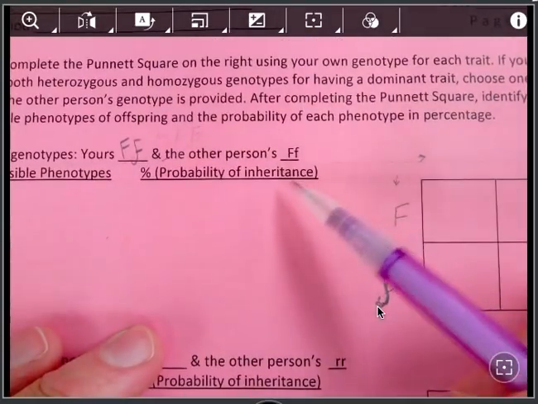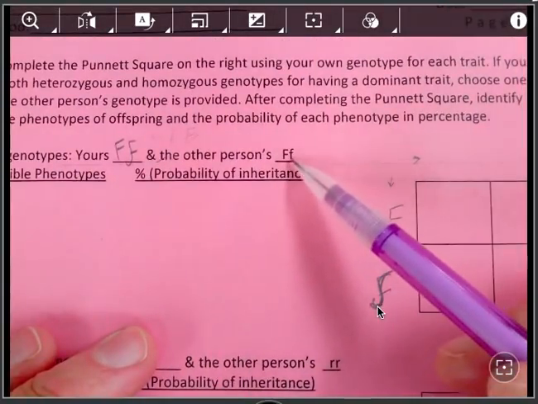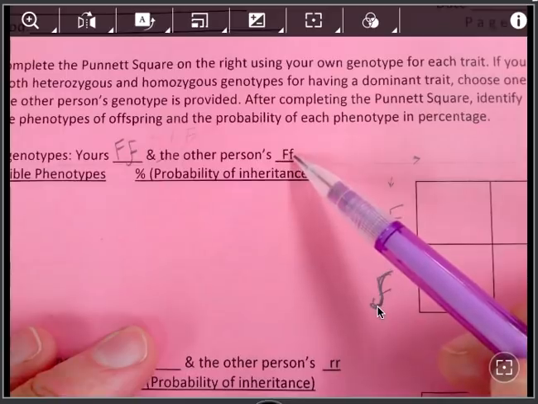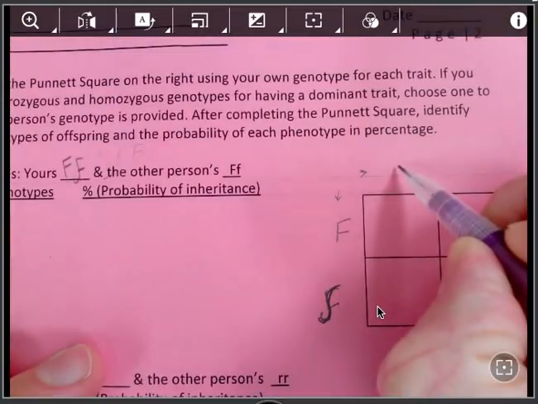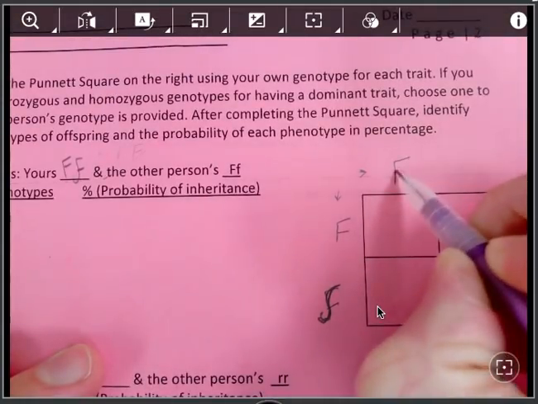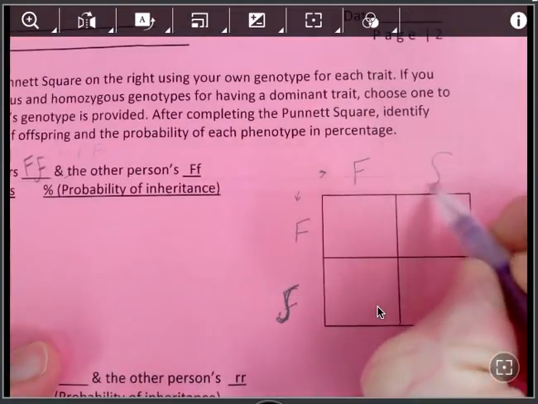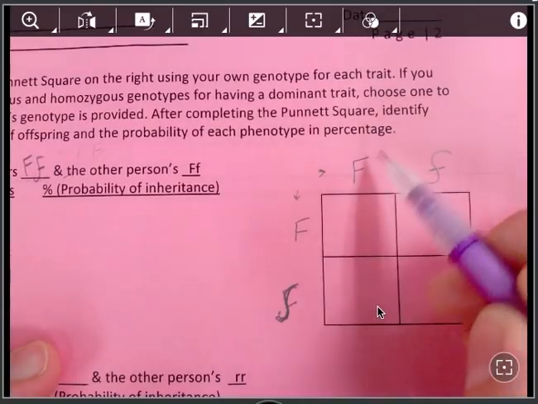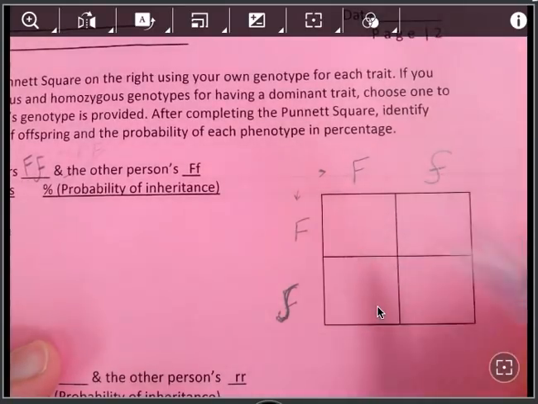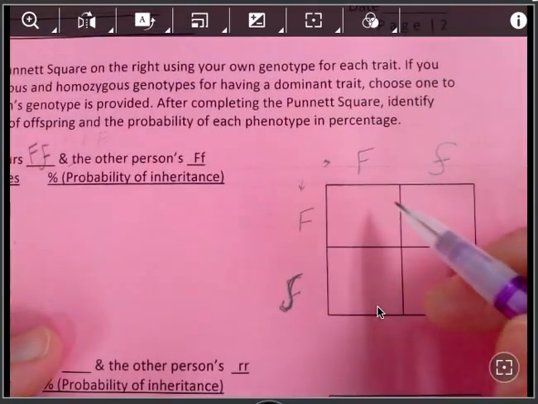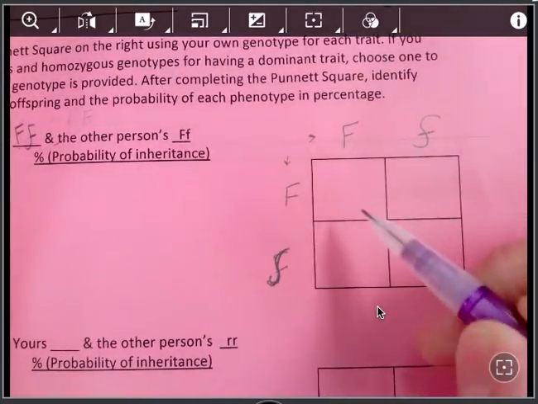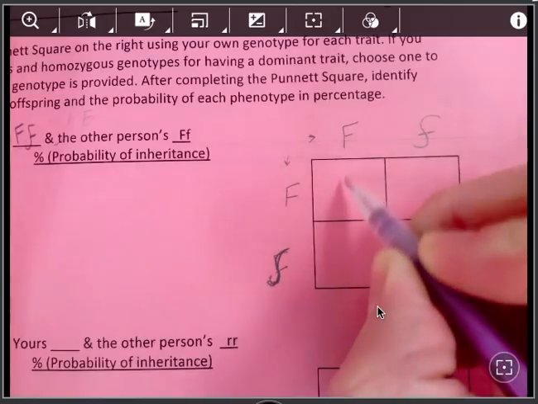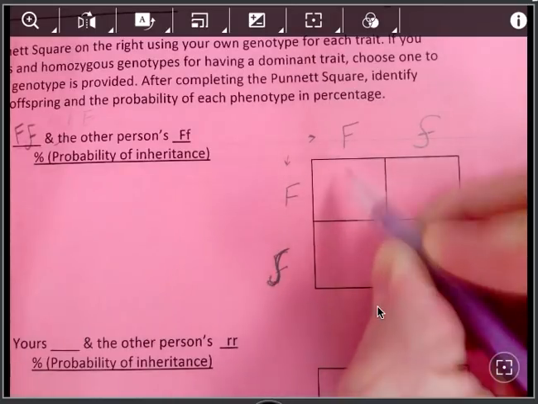Now, it just so happens that in this case, the other person's genotype in this Punnett square is the same. So this person can give a capital F or lowercase f. So you would write capital F or lowercase f. You don't want to put both on the same top of the box. So then these four squares represent the four potential offspring. So to fill it out, you simply follow the trend here.